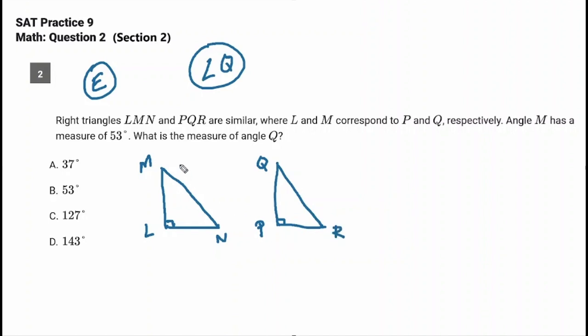Okay. M is 53 degrees. They're similar triangles. That means they're the same shape. What do you think Q is? It's 53 degrees. Answer is B. It's a very quick problem. It's exactly the same as problem 21 on section 1 of this test. I don't really think it's any easier, but you can get both of them right and move on.